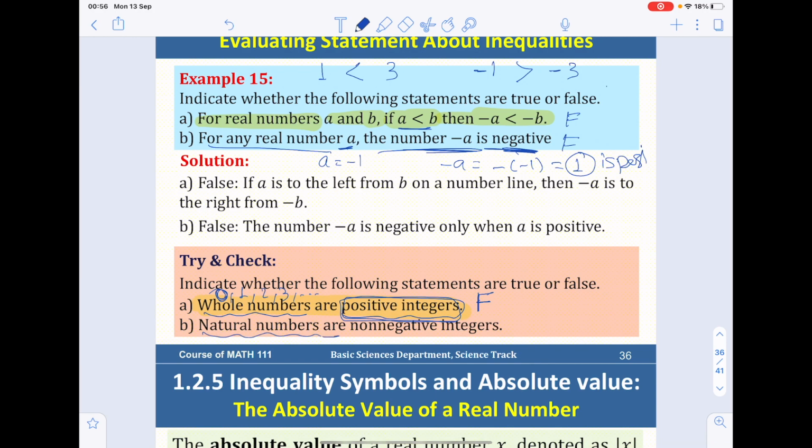Natural numbers are non-negative integers. Okay, you know that the natural numbers are 1, 2, 3, and so on. But the non-negative integers include 0 and the positive integers, right? So here we have only positive, but there we have 0 and positive. So this is also wrong.